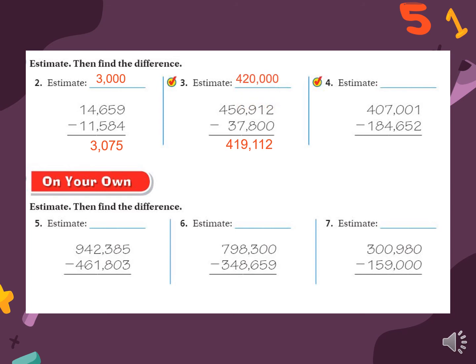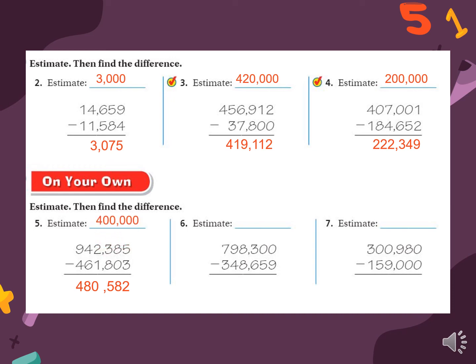The next number is 407,001 minus 184,652 equals 222,341. The estimate number is 200,000. Number 5, 942,385 minus 461,803 equals 480,582. The estimate number is 400,000.